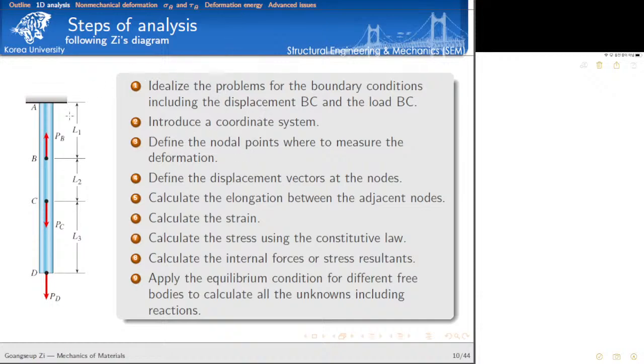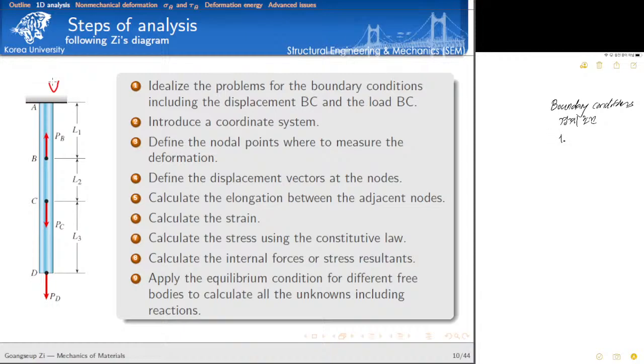So these are the steps of analysis. Let's consider first we have to idealize the problem. First we need to check what the boundary condition is. Make sure that there are two different kinds of boundary conditions.